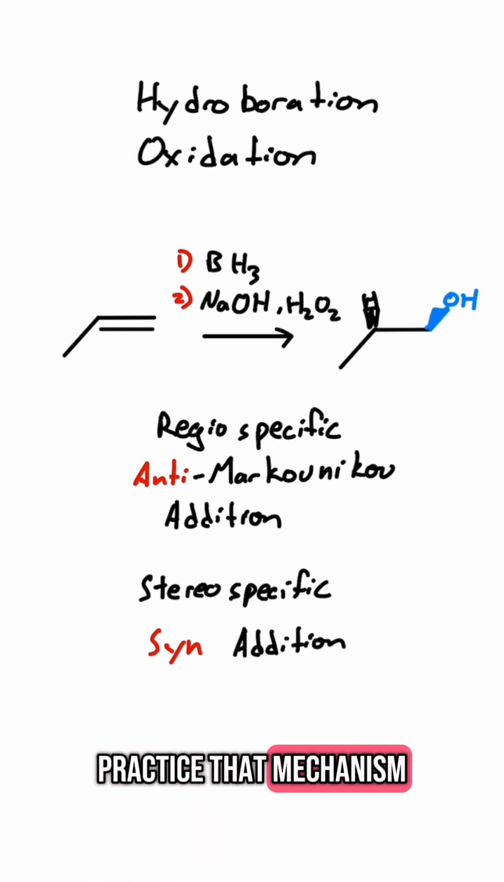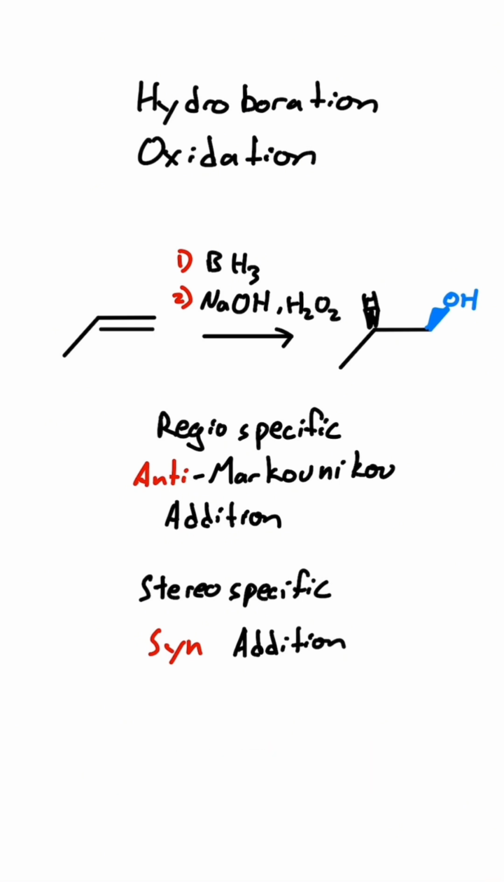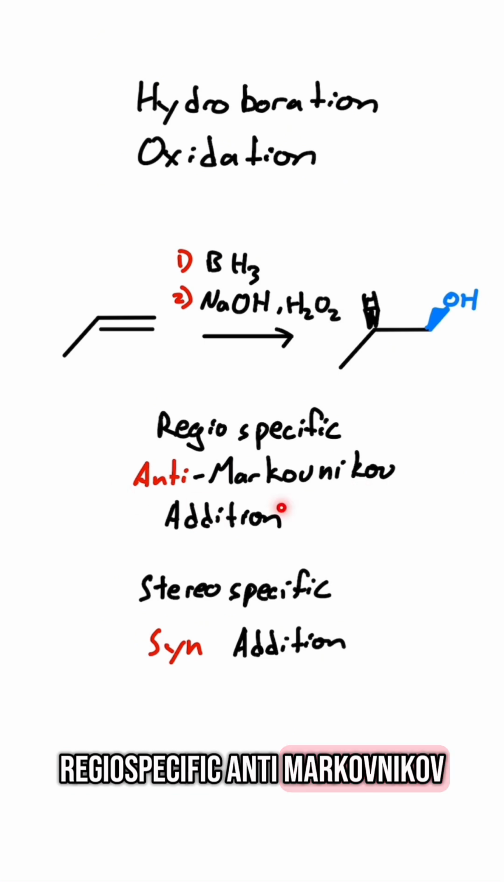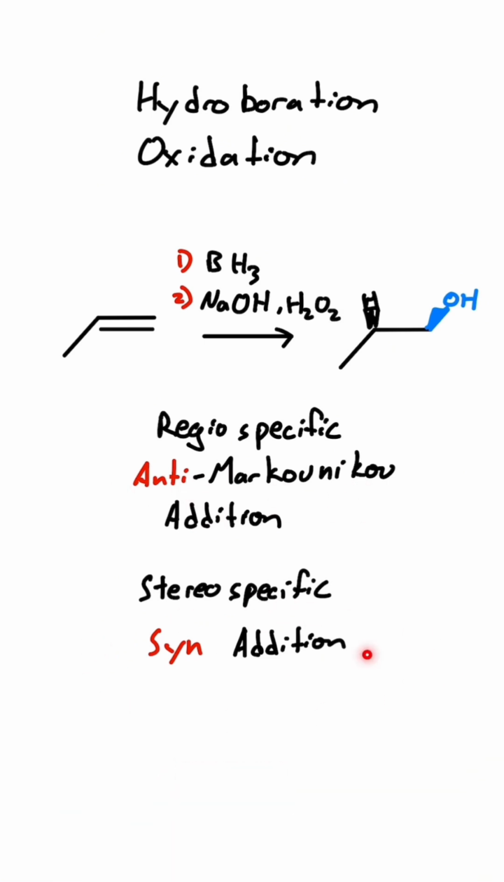Make sure you practice that mechanism if you're struggling with it, and that'll help you understand what the correct product is. Just remember, if you can't remember the mechanism and you're panicking in your exam, if you see this, just remember regiospecific, anti-Markovnikov addition, syn addition. If you can just remember that, you should do just fine, unless the question is draw the mechanism.